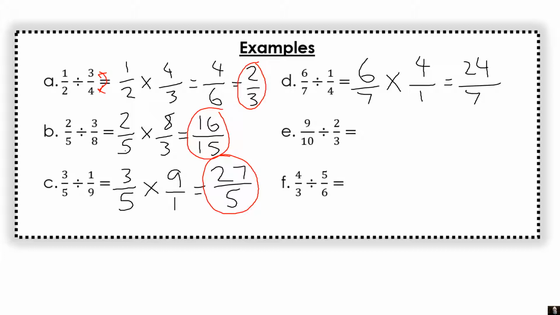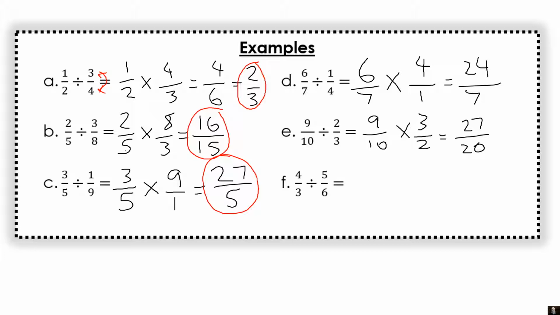All right, next fraction I have is 9/10 divided by 2/3. So I start by writing down 9/10. Now instead of dividing, I want to times. So I write my times down, and then I flip the second fraction around, 3/2. All right, so 9 times 3 is 27, and 10 times 2 is 20.